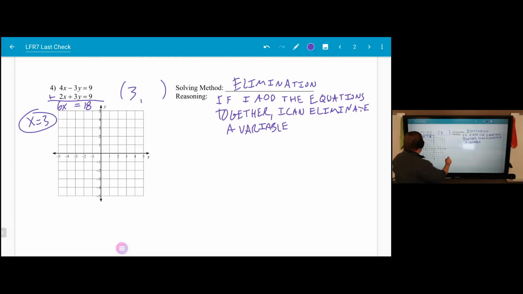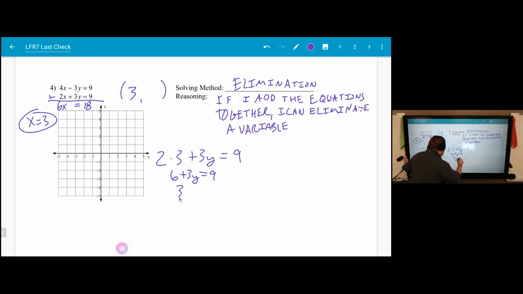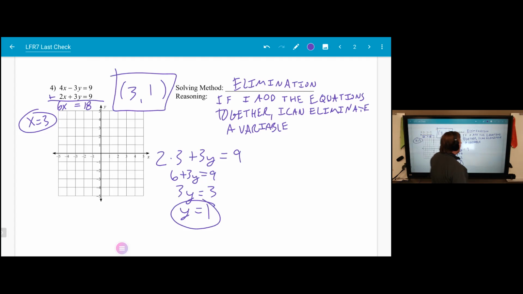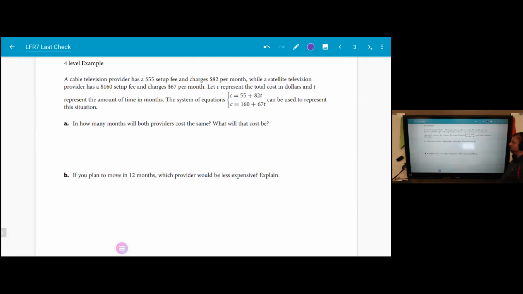Let's roll with that. 2 times x, we said x was 3, plus 3y equals 9. This is 6 plus 3y equals 9. Subtract 6 from both sides. 3y equals 3. Divide by 3 and y equals 1. These two lines cross when x is 3 and y is 1. This is my solution. I need it in that coordinate point. Let's go ahead and look at that 4-level example.